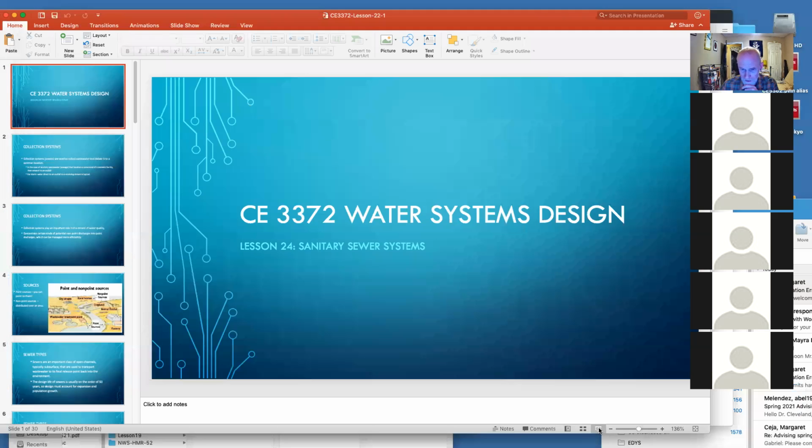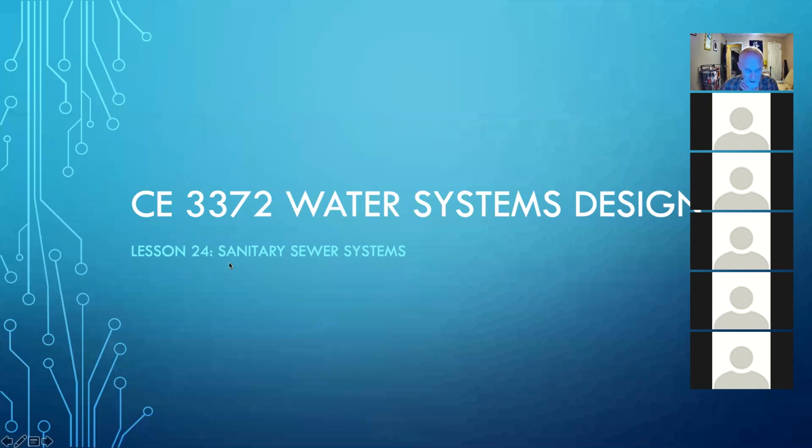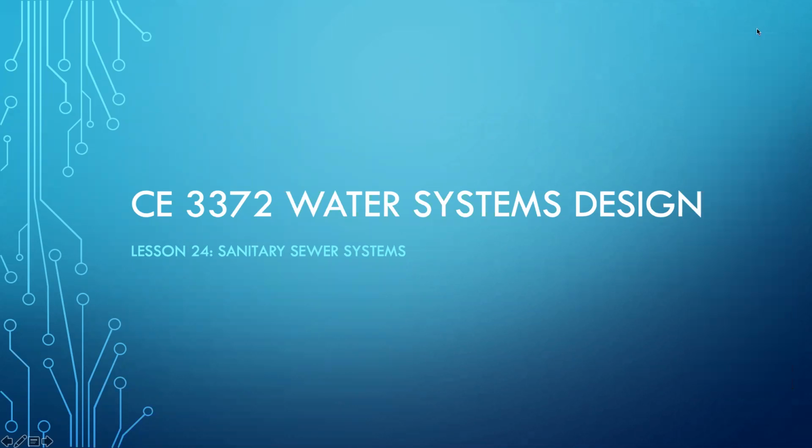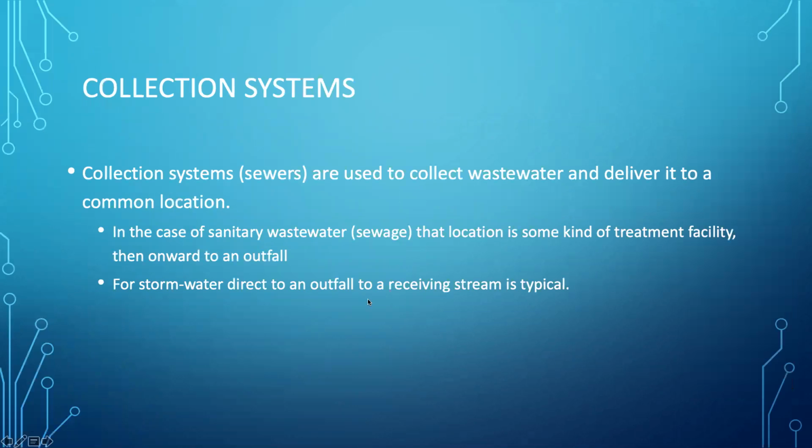All right, let's begin the discussion. This is really supposed to be lesson 22, sanitary sewer systems. I'm going to close the chat box and shrink that a little bit, at least on the recording. This comes under the general category of collection systems. Collection systems, or in particular sewers, are used to collect wastewater and stormwater and deliver it to some common location. By common, not in the context of an everyday location, but a single point.